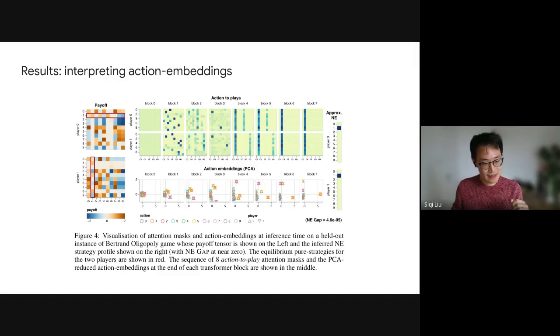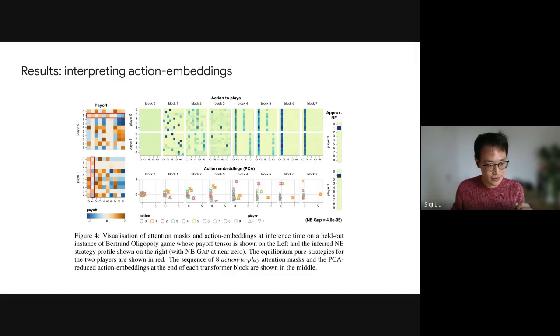The other thing we would say is that what is highlighted in red is the Nash equilibrium, which the model also finds, which is basically both sides just play action one, and that have a basically near zero gap.